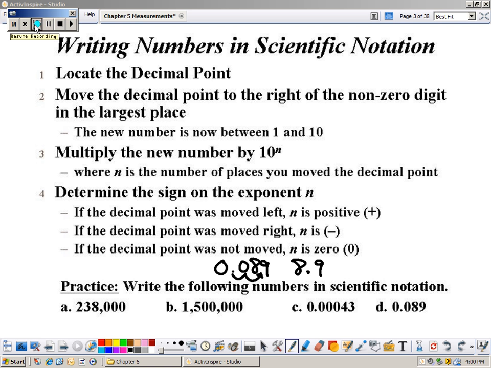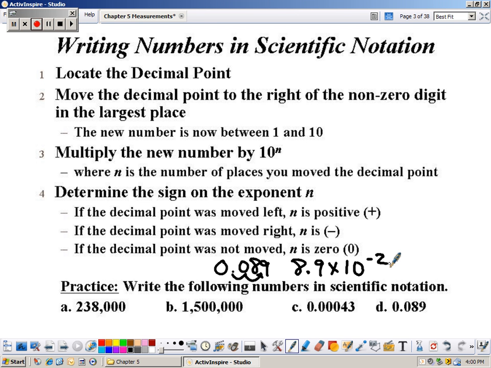Okay, so now let's figure out our power of 10. Alright, so how many places did we move the decimal? We moved it 2 places, and we moved it to the right. So our exponent is going to be negative 2, because we moved it 2 places to the right. So negative 2. Okay, so that's how you convert to scientific notation.